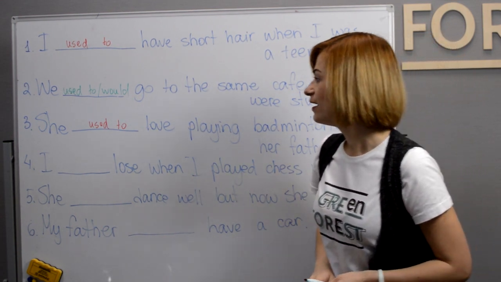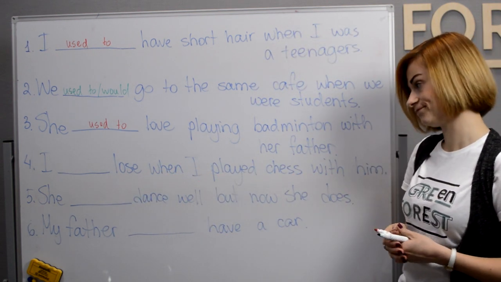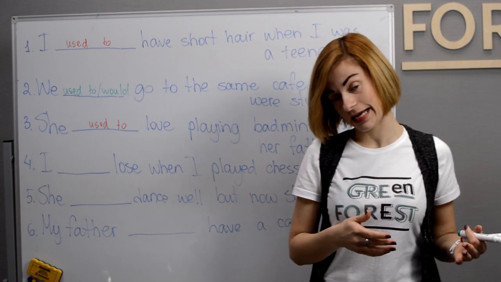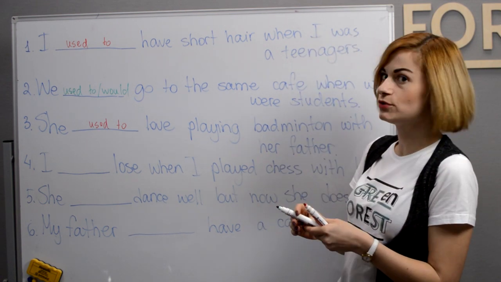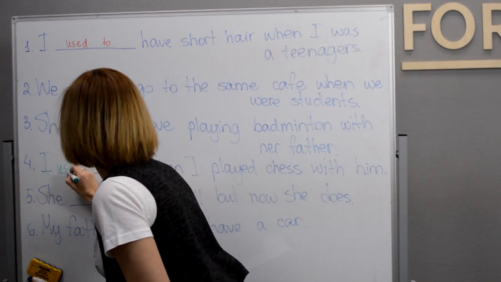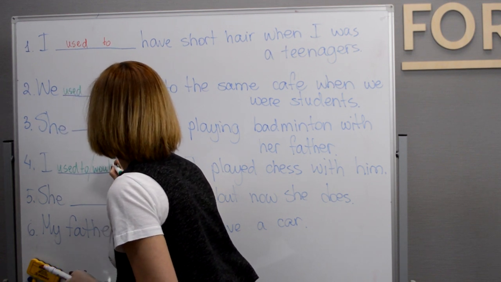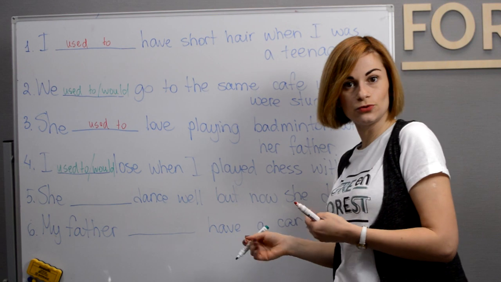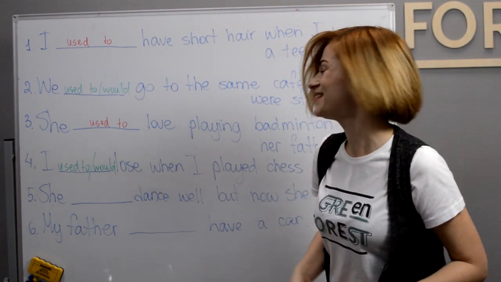The next one. I lose when I play chess with him. The word lose, is it state? Is it dynamic? Yeah, the word lose is active. That's why both of the words will be correct here. Let's write down. I used to lose or I would lose. It's okay. The next sentence.